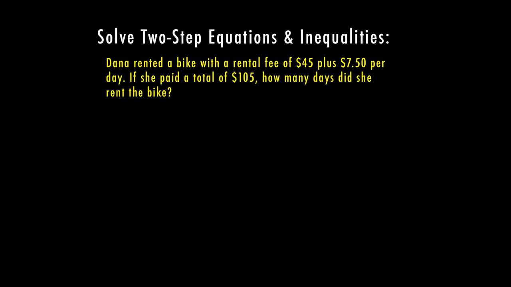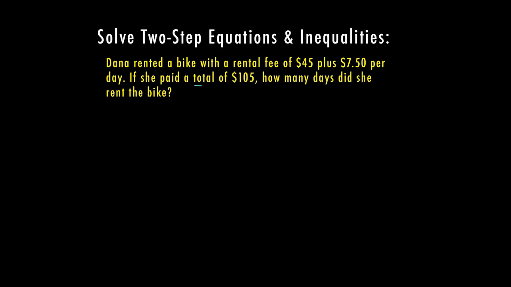So Dana rented a bike with a rental fee of $45 plus $7.50 per day. If she paid a total of $105, we want to know how many days did she rent the bike. Now, in this case, we don't have any signs that indicate an inequality. We just want to know how many days is going to be equal to the total fee of $105. So we don't even need to worry about the fact that it's an inequality. This is definitely going to be an equation.